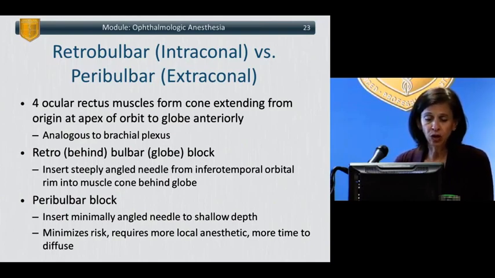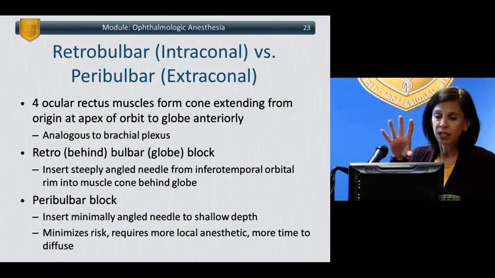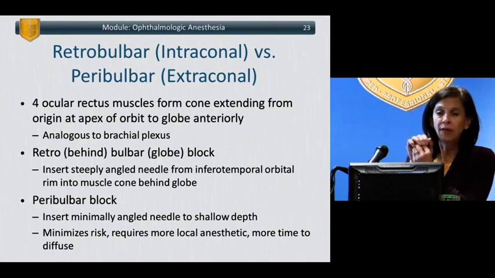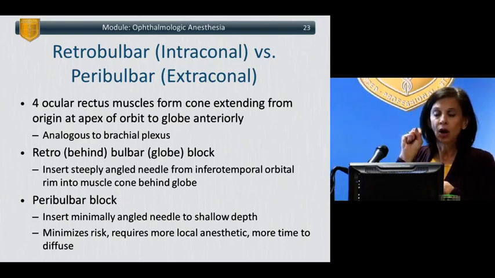I'm going to show you a picture, but essentially there are 4 extraocular rectus muscles, and they form a cone extending from the origin at the apex of the orbit to the globe anteriorly. So if you imagine at the back of the eye is where they're all grouped together, and then they splay outward, going to the top or superior part of the eye to pull your eye and allow you to look upward.